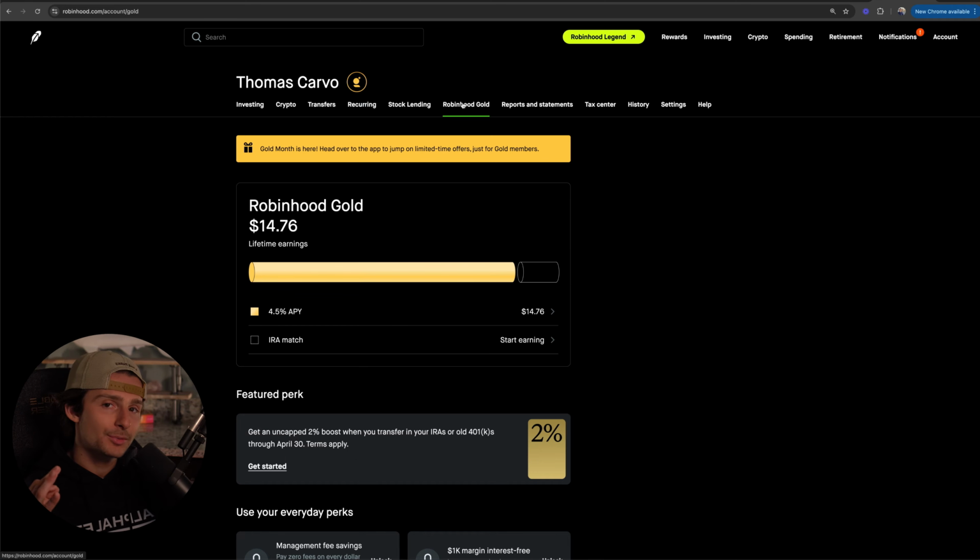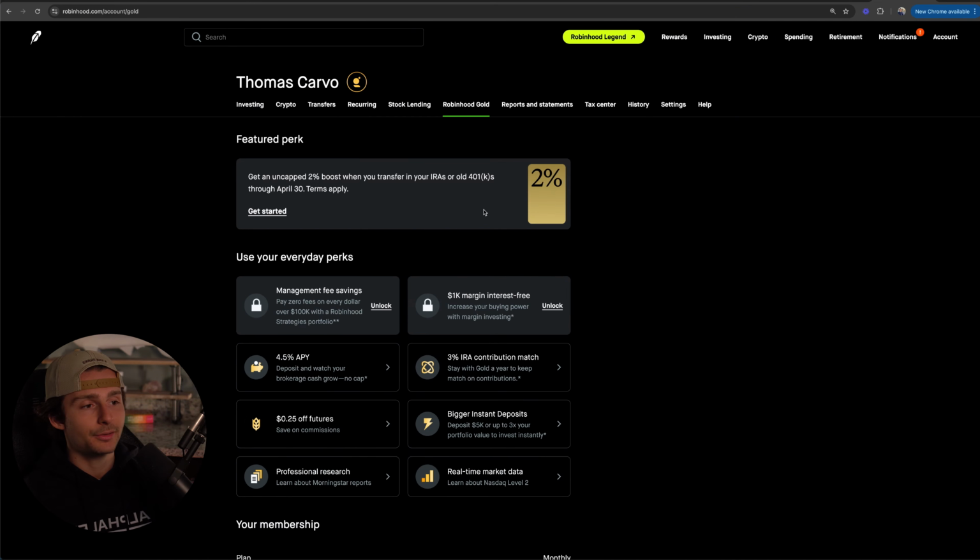But you have to subscribe to Robinhood Gold to get access to Robinhood Level 2 data. Well, really, it's NASDAQ Total View Level 2 data. It's not Robinhood's data technically, but you get the point. So if I scroll down through here, you'll see some of the perks.